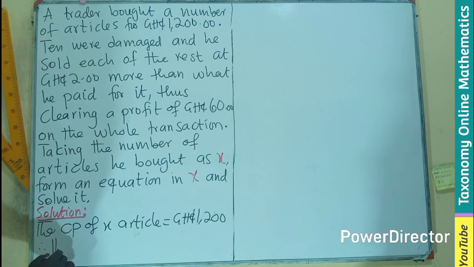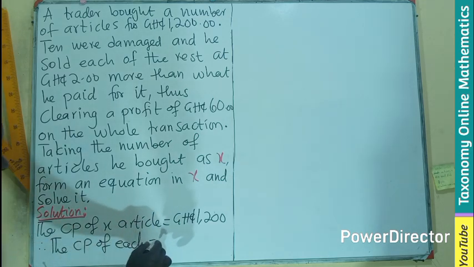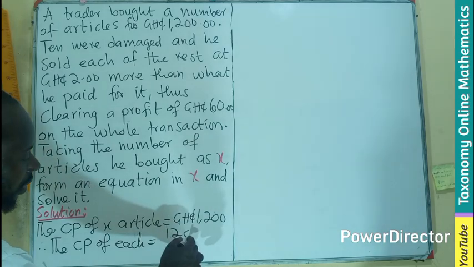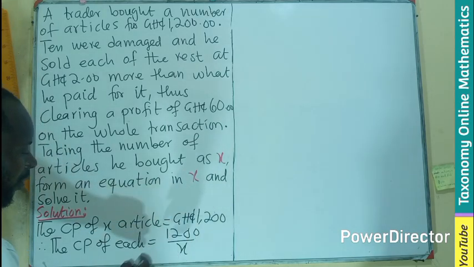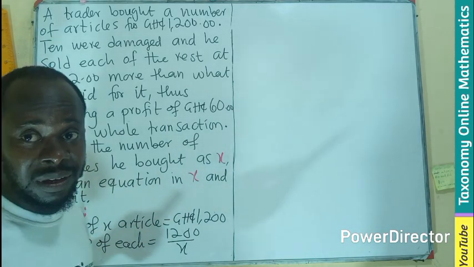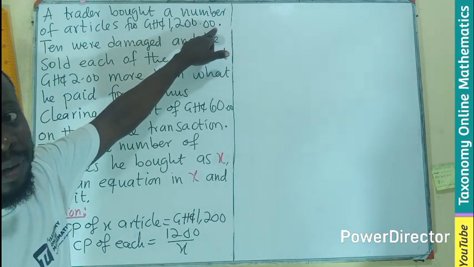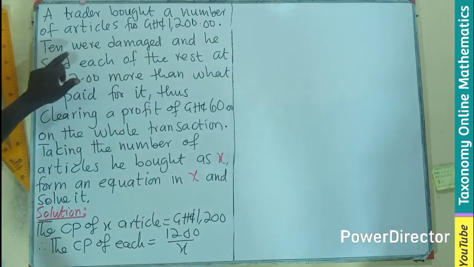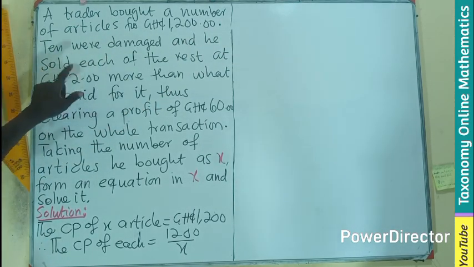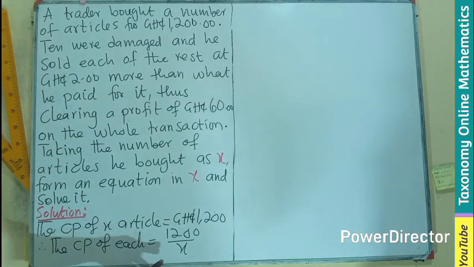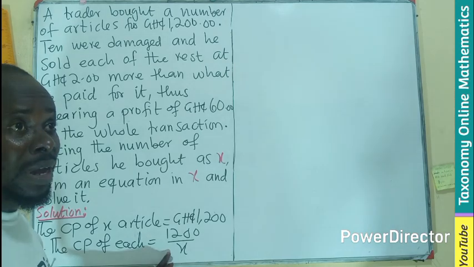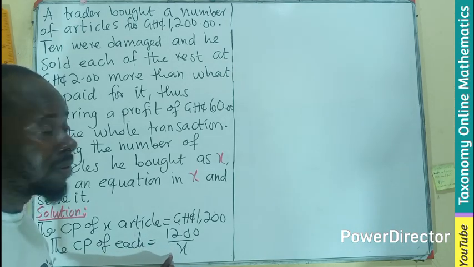So therefore, we can say that the cost price of each article will become 1,200 divided by x. So this is the cost price, right? All right, so this ends the first statement. The continuation is: 10 were damaged, and he sold each of the rest at 2 cedis more than each cost price. So the selling price of each of them is going to be 2 cedis more than this. So what do we do?